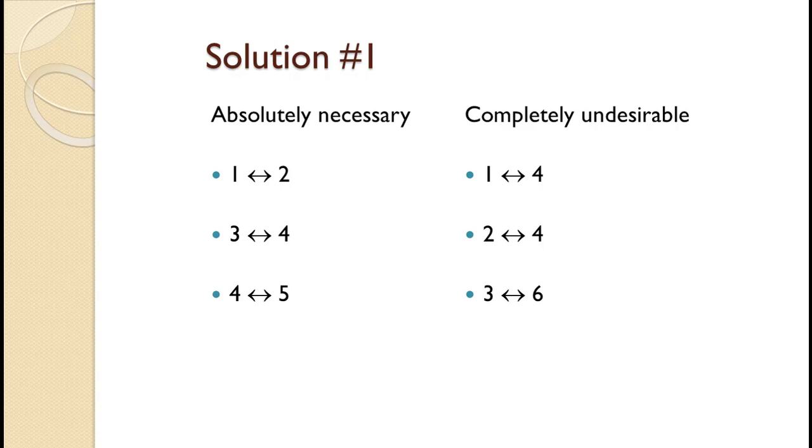The screen shows the 3 pairs of absolutely necessary and 3 pairs of completely undesirable for this example. The absolutely necessary gives us 2 clusters as shown on the screen. The problem with assigning them exactly as shown is that it puts 2 and 4 next to each other and 1 and 4 next to each other, both of which are undesirable.